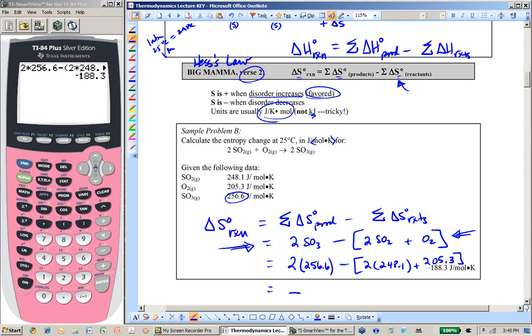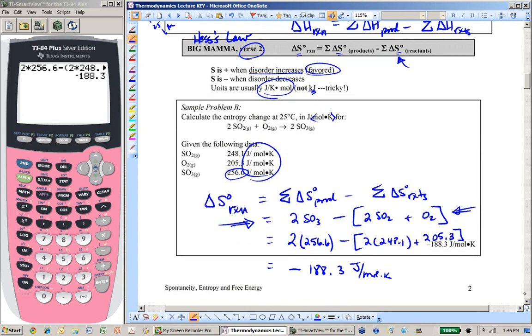A negative 188.3. Now, what are the units again? Just look at the table. Joules per mole Kelvin. Or Kelvin mole, whichever. Box your answer for good form. Delta S naught of the reaction. Now, does that make sense? That's what you always want to ask yourself. Does that make sense? Yes, it does.